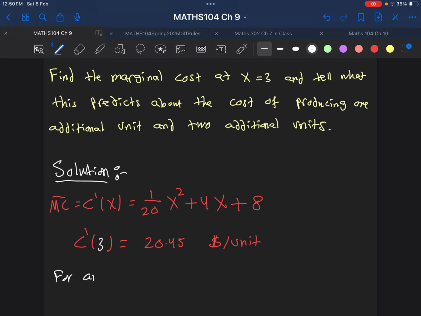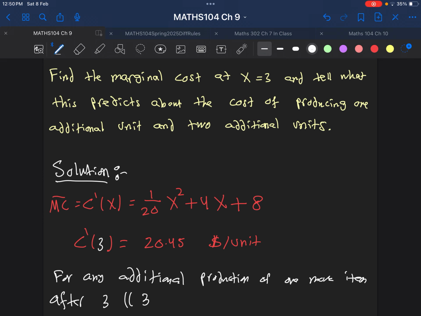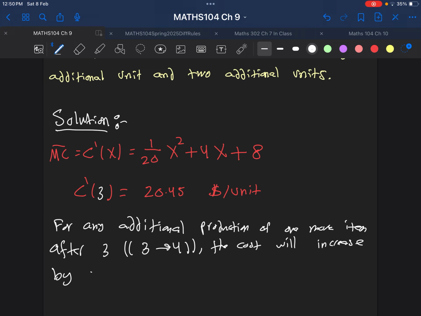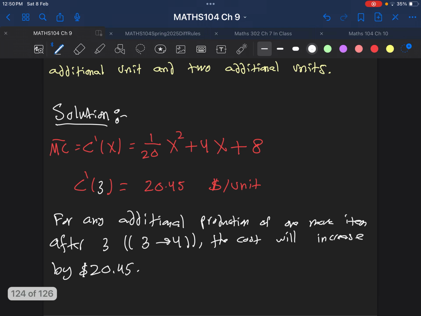What does this mean? It means for any additional production of one more item after 3, which means if we go from 3 items to 4 items, the cost will increase by $20.45.